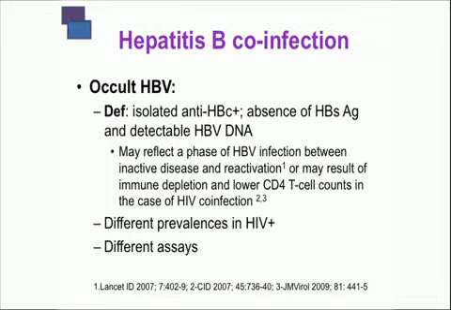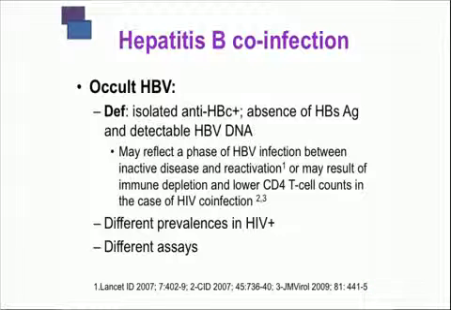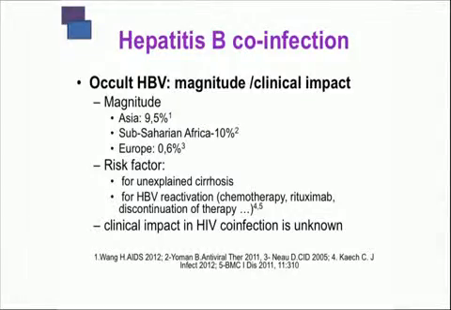So what does this mean? Maybe it could reflect the phase of HBV infection between inactive disease and reactivation, maybe the result of immune depletion and lower CD4 cell count in the case of HIV infection. Well, there are different prevalences of occult B infection in HIV, and maybe we don't know the real impact of it. One of the reasons could be the different cutoffs of the different assays. But what's the real magnitude of this entity in recent publications, and then its clinical impact?